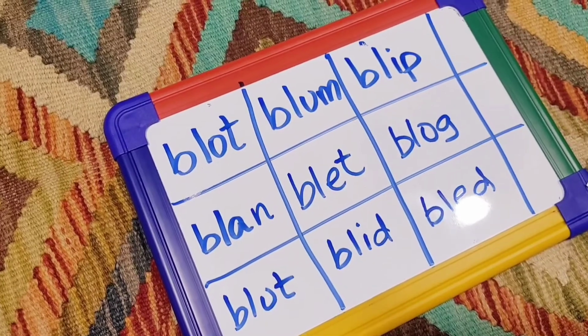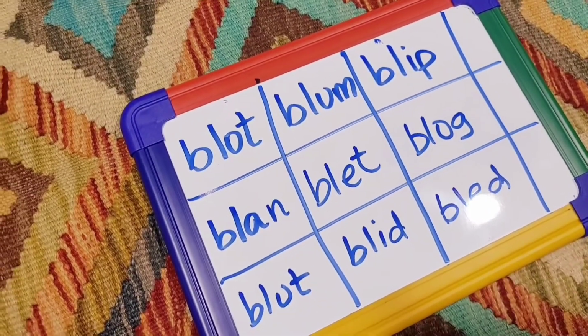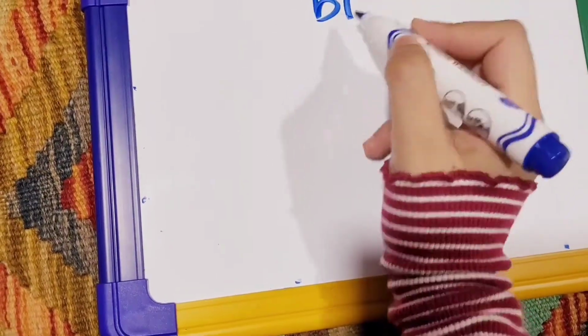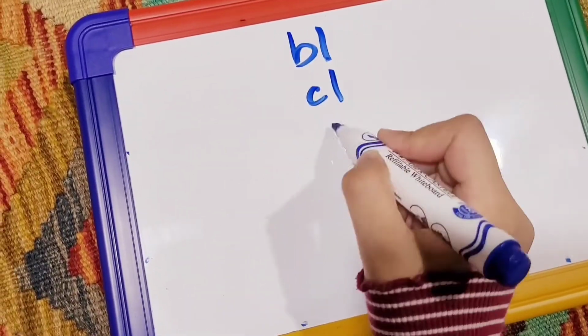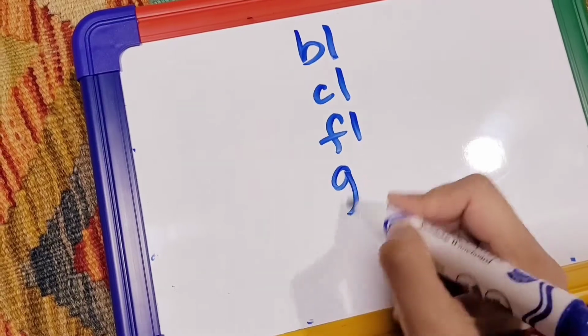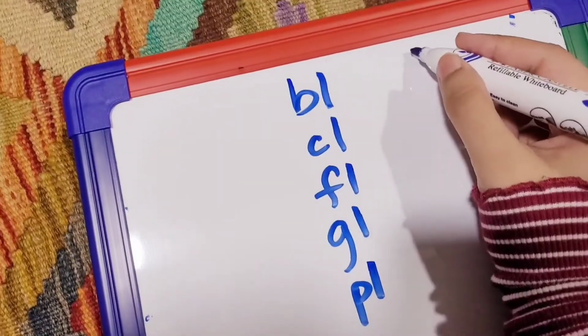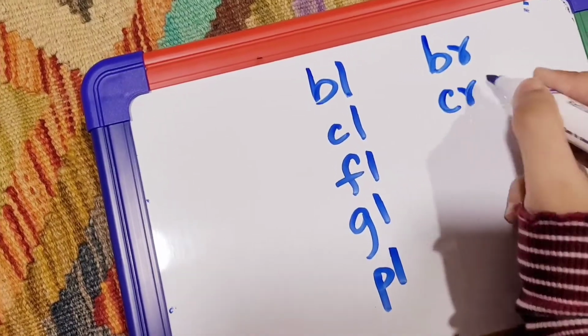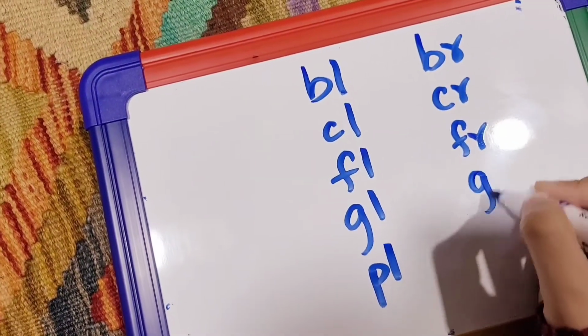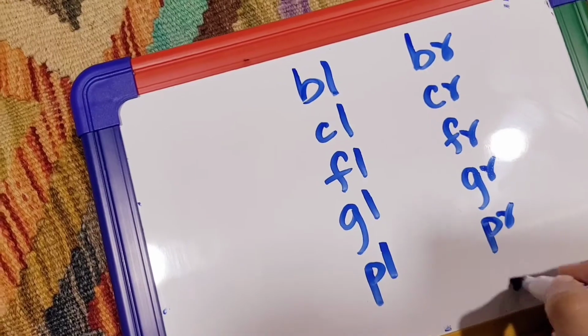Do it with bl, and then with cl, fl, gl. So the L blends are BL, CL, FL, GL, PL. These are the common L blends, and the R blends are BR, CR, FR, GR, PR, DR.